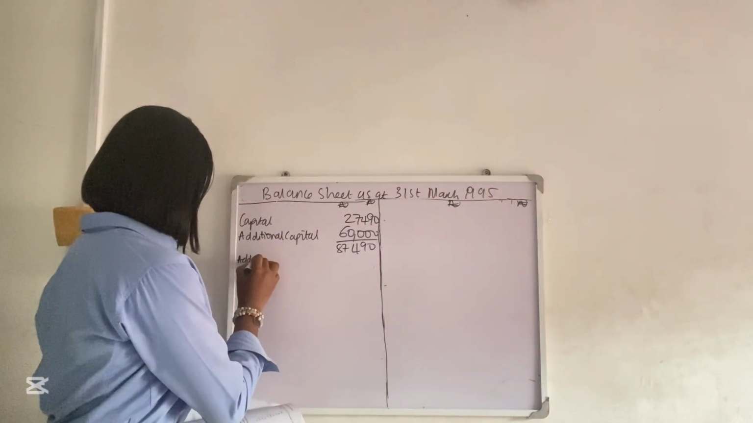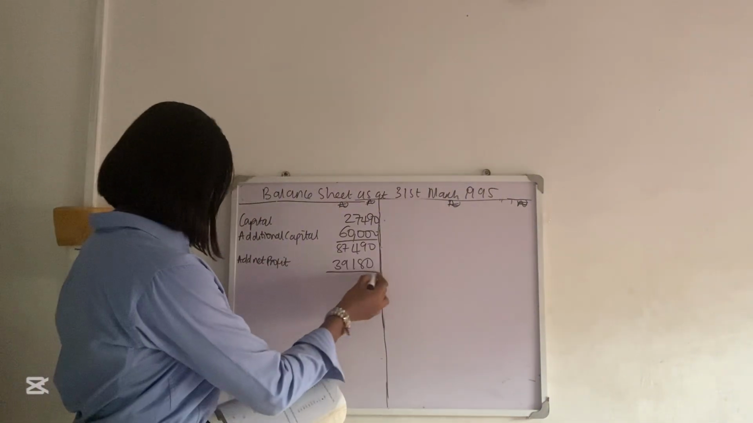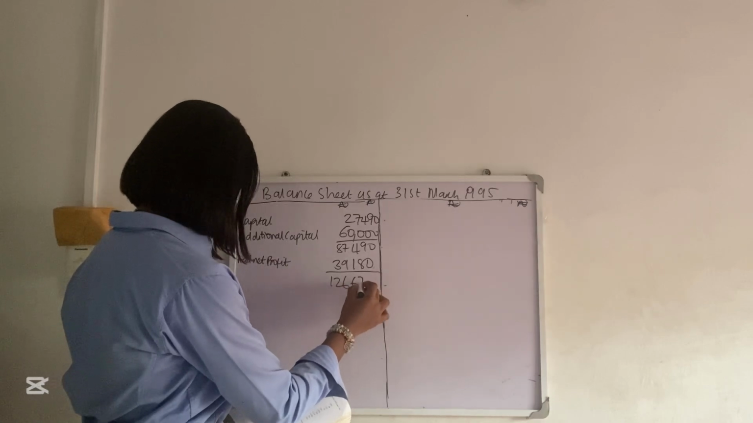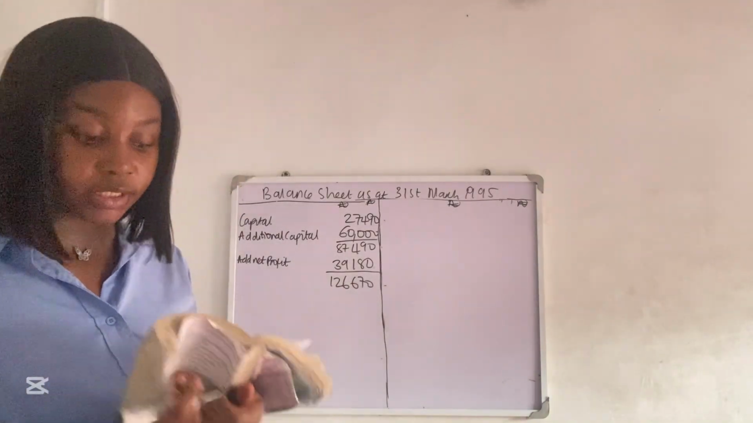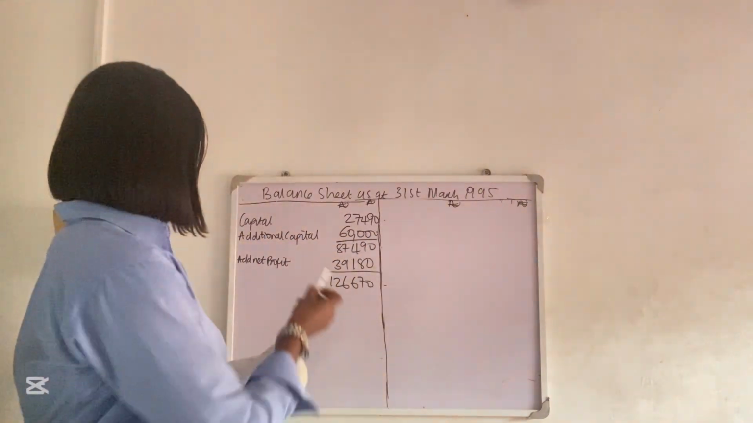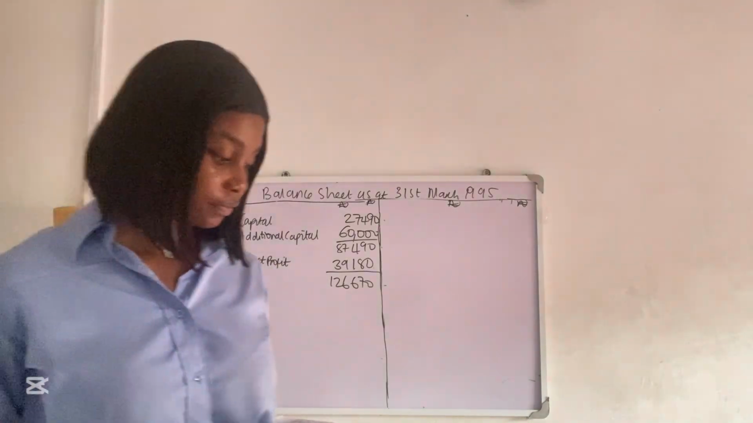Now we can add our net profit. Let me add it. You have 126,670. It's still the same format. The only different thing is that normally we add net profit after capital, but since we had additional capital, we did capital, then added additional capital, then added net profit.